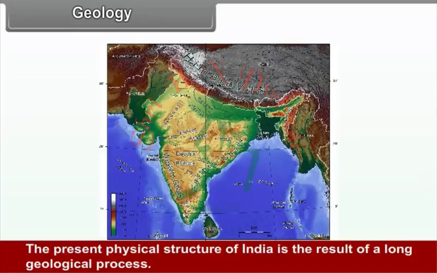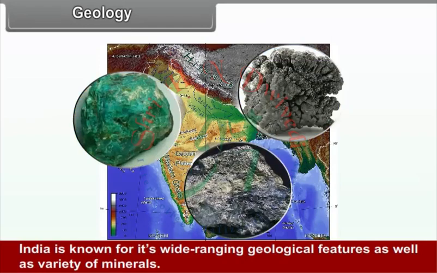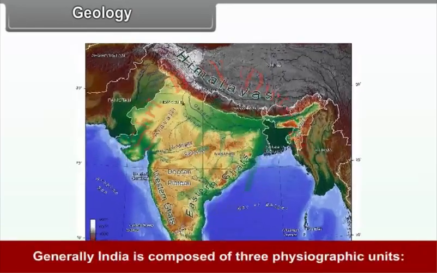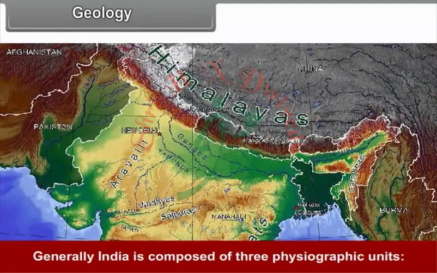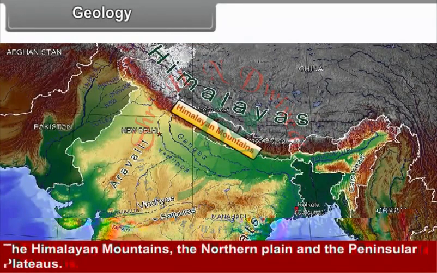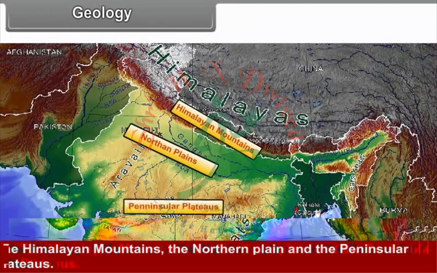Geology. The present physical structure of India is the result of a long geological process. India is known for its wide-ranging geological features as well as variety of minerals. Generally, India is composed of three physiographic units: the Himalayan mountains, the northern plains, and the peninsular plateaus.